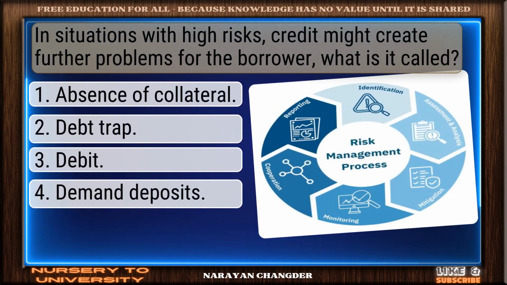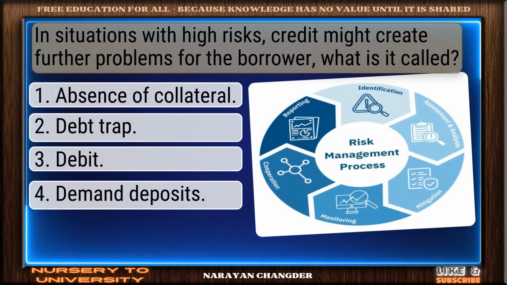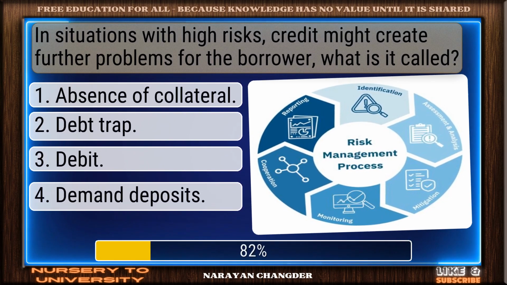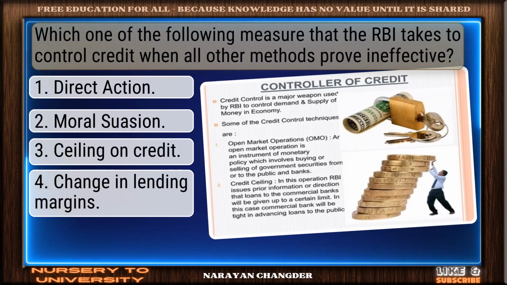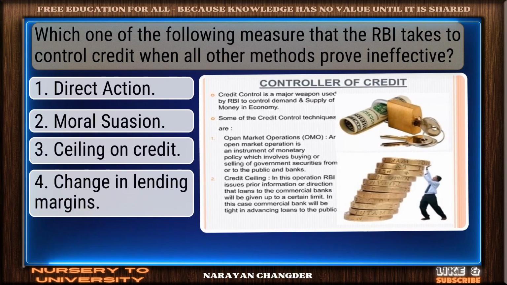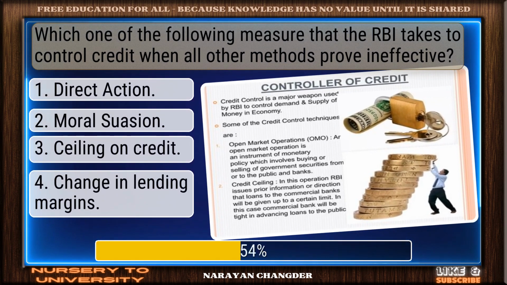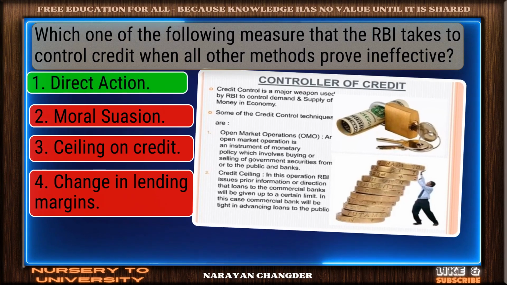In situations with high risks, credit might create further problems for the borrower. What is it called? Smart pick. Debt trap is correct. Which one of the following measures does the RBI take to control credit when all other methods prove ineffective? Excellent. Direct action is well reasoned.